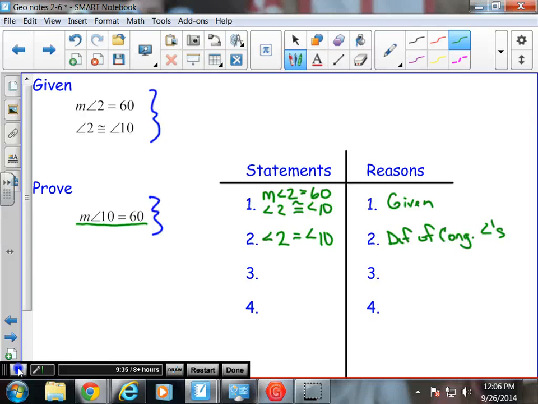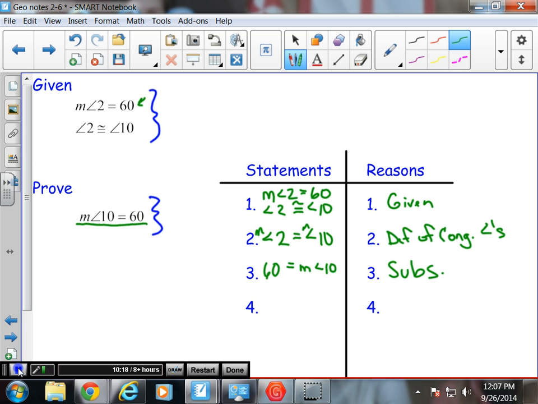So we have the measurement of angle 2 is equal to the measurement of angle 10. By substitution, I know that the measurement of angle 2 in my given says that it's 60 degrees. So that has to be equal to the measurement of angle 10. So that is substitution.